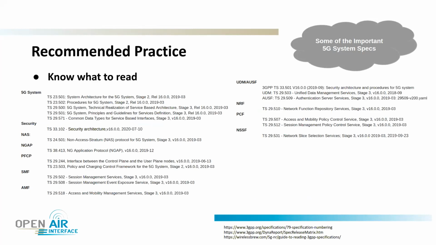Each specification talks about either the overall procedure or the protocols for the different components. For example, the protocol between the user plane and control plane is defined under PFCP, that is 29244. We will see some examples of this protocol. Then there is the NSSF, which deals with the slice selection for the UE. It is defined in 29531.